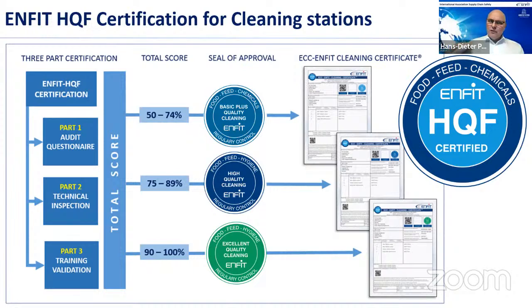And depending on the result, you see 50 to 74% means you get the quality seal called Basic Plus. When you get a score in this audit between 75 and 89%, you get this quality level, high quality cleaning. And when you have a score of more than 90% to 100%, you can get the quality seal, excellent quality cleaning.